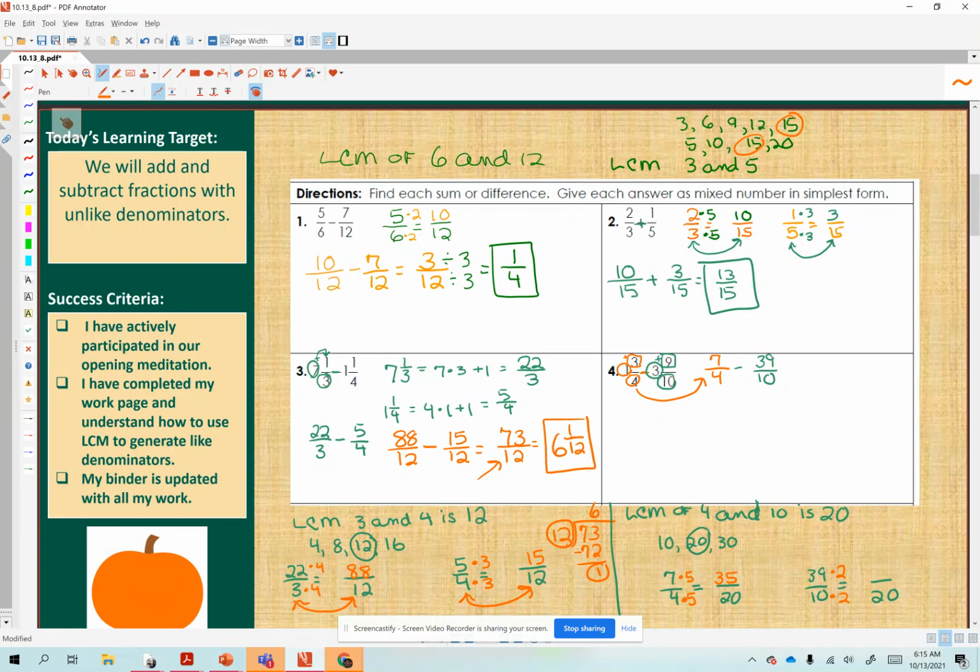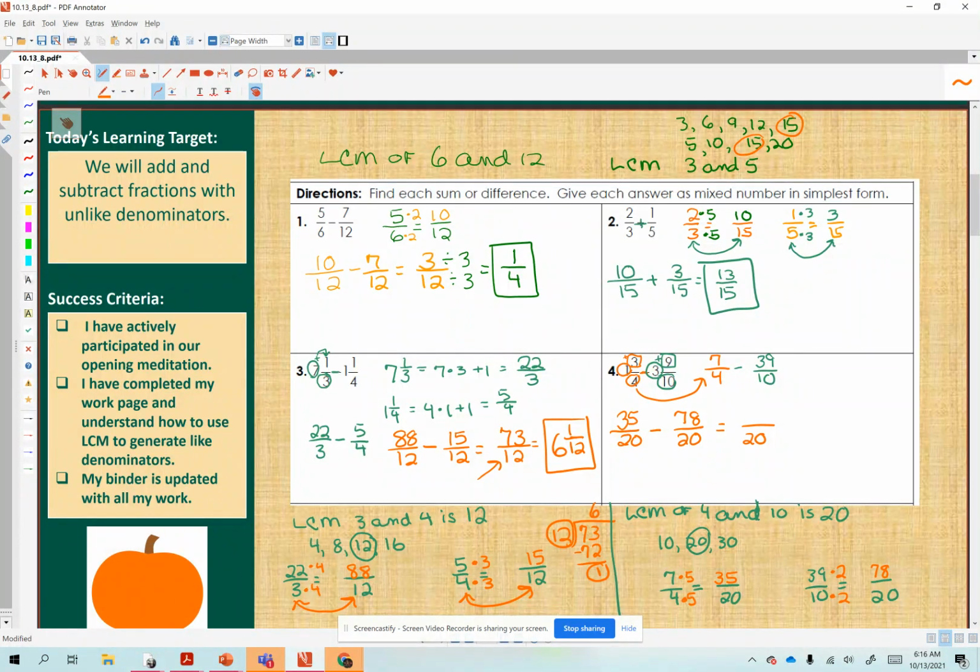And 39 times 2, you could do that in your head. You know that 40 times 2 is 80, and 2 less would be 78. So now my problem will read 35/20 minus 78/20. And that tells me right away I will have a negative number as an answer. So let's rewrite the problem. 35/20 minus 78/20.